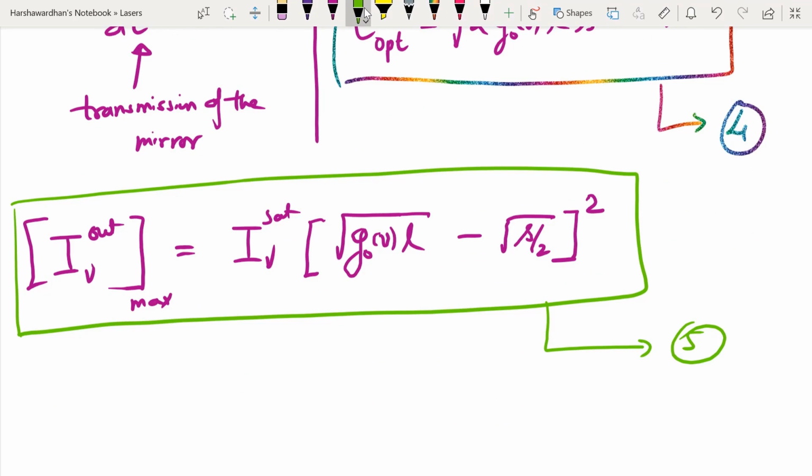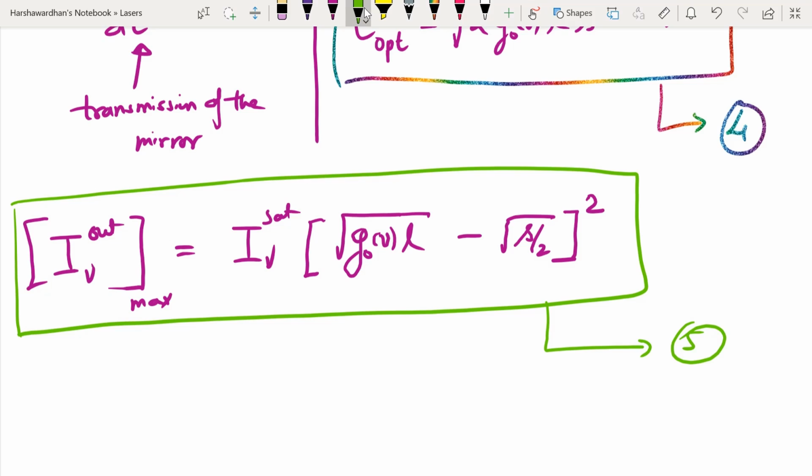And clearly, larger the I nu saturation, greater is the intensity that you can extract. So even though we considered I nu saturation as some sort of a scale at which gain gets reduced, larger the value of I nu saturation, the larger the intensity that the cavity can support without getting saturated, which is good for the amount of output that you can extract, as it is proportional to I nu saturation. Not just that, the larger the small signal gain, greater is going to be your output.